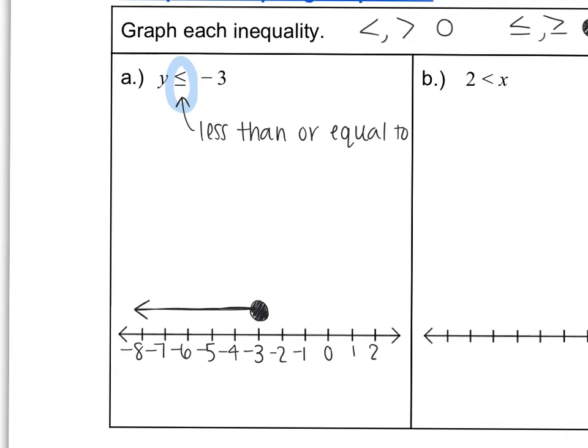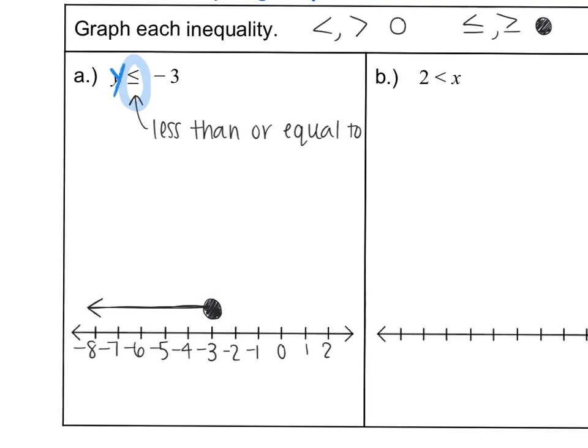Now, listen carefully to this. Less than will always be left if, and only if, this is a very important if, the variable is on the left side. Do you see how it says y first? As long as your variable is first, less than will always be left and greater than will always be right. Okay, but your variable has to be first. So now that's a good kind of lead to our second one.